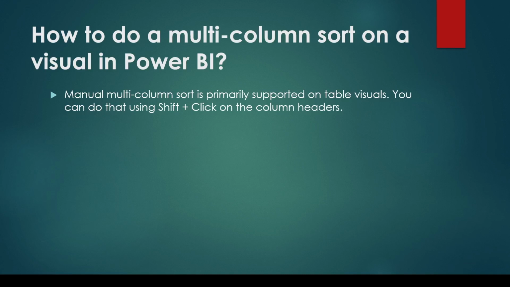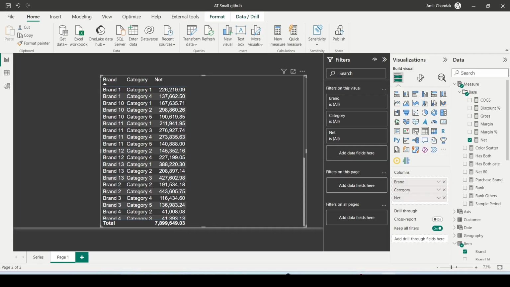You can be asked a very simple question: how to do multi-column sort on a visual in Power BI. See, multi-column sort, if you want to do it manually, is supported on table visual only. On other visuals, Power BI takes care of it after you select sort ascending or descending, which is available in the three dots.